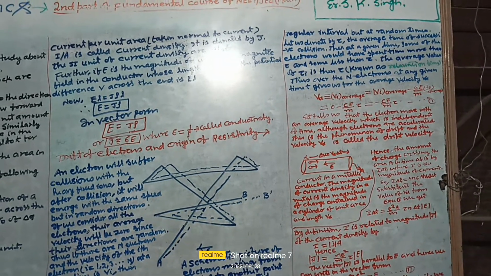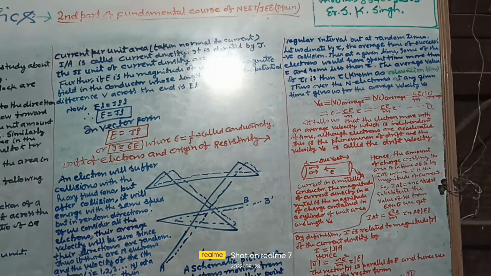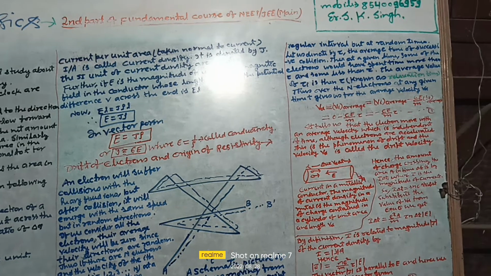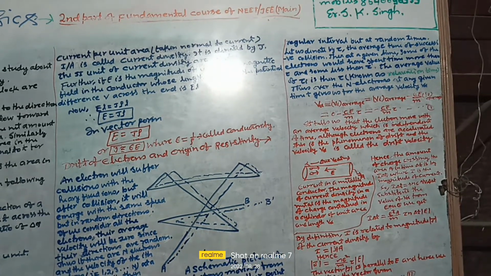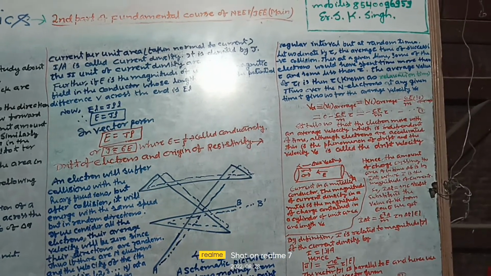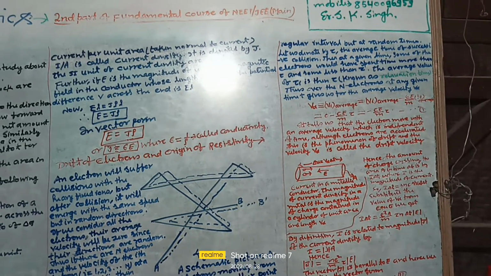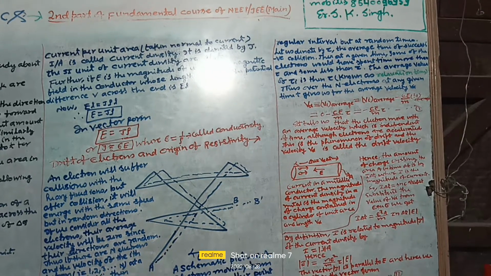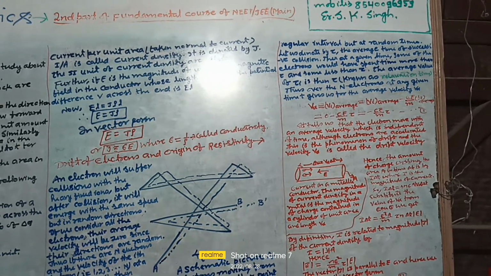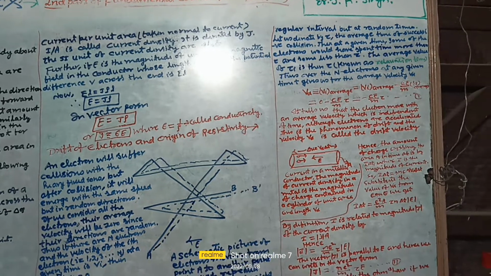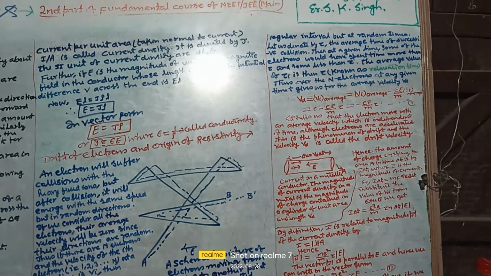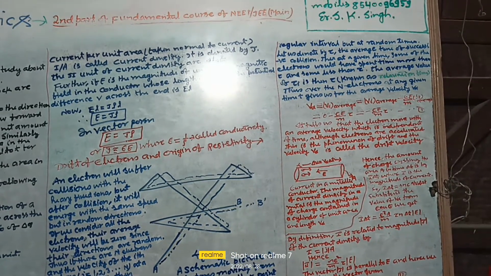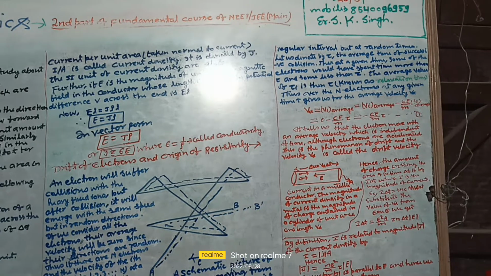By definition, I is related to the magnitude j of the current density by I = jA. Hence, j = (n e^2/m) tau E. The vector j is parallel to E, and hence we can write in vector form j = (n e^2/m) tau E. That is equation number 2.